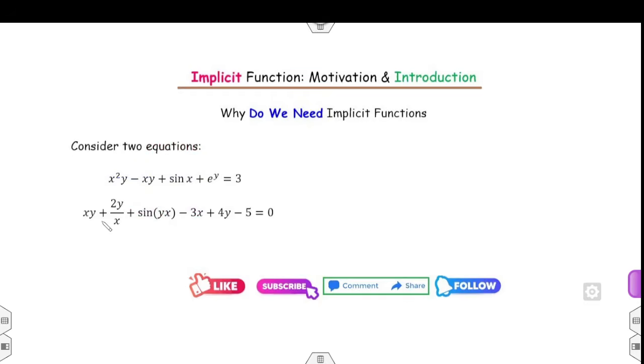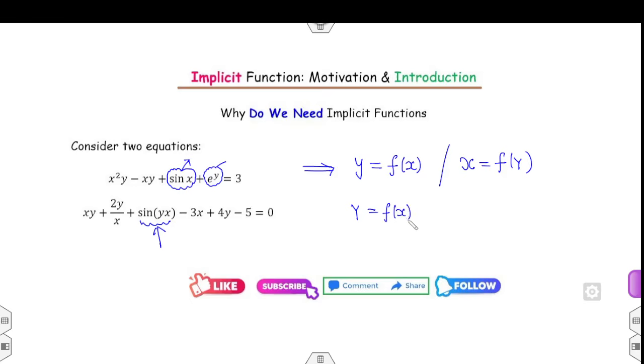However, if I give you these two examples, can you find the value of the y as a function of the x? Single value? Definitely not, because of the term e to the power y. Or can you find the value of the x in terms of the y? Again, definitely not, because of the sin x. Similarly, if you look at the second equation, because of the sine of yx, you are unable to find the value of the y in terms of x, and you are unable to find the value of the x in terms of the y explicitly.